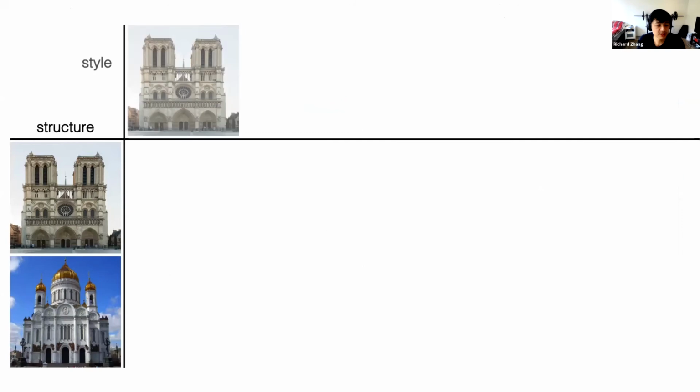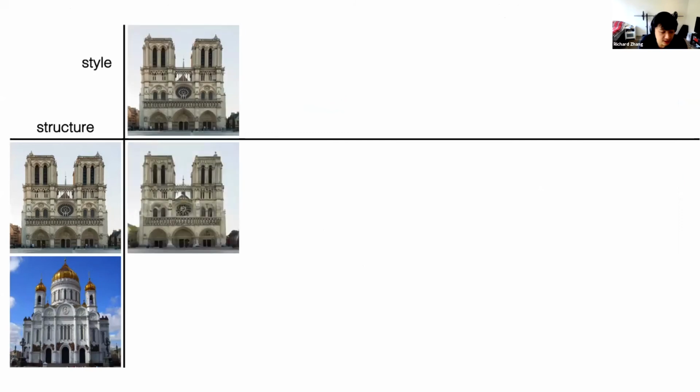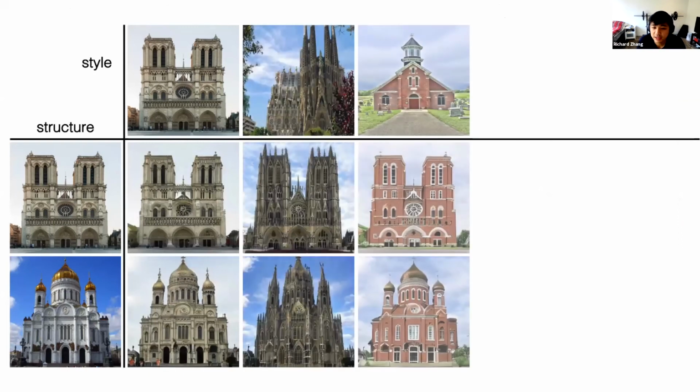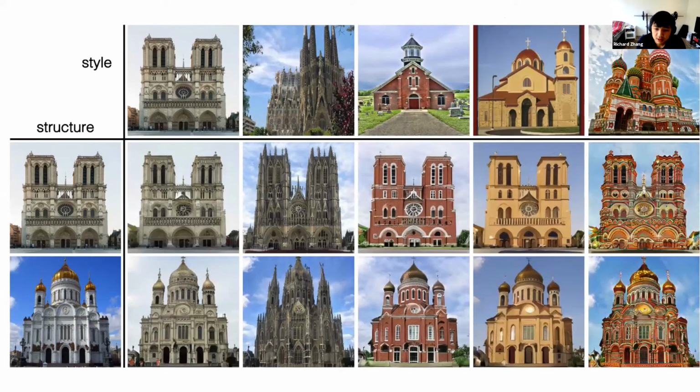Okay, let's see some results. If we take this Notre Dame and stylize it by itself, it's an autoencoding result, so you get the same image back. But with a different image, it's something interesting. At first glance, maybe you think it's just doing color histogram matching, but it's actually doing more than that. You can see that it's constructing some of these towers that we point out with these red arrows.